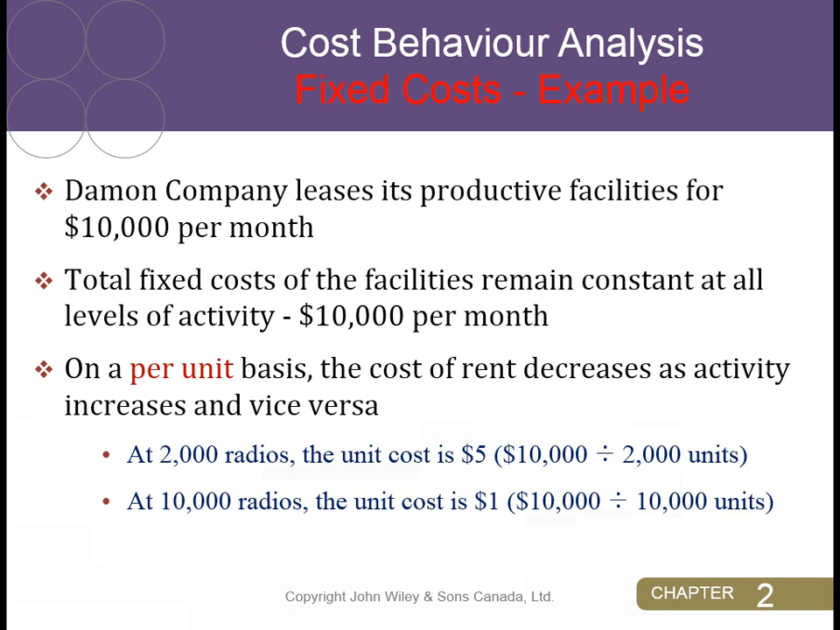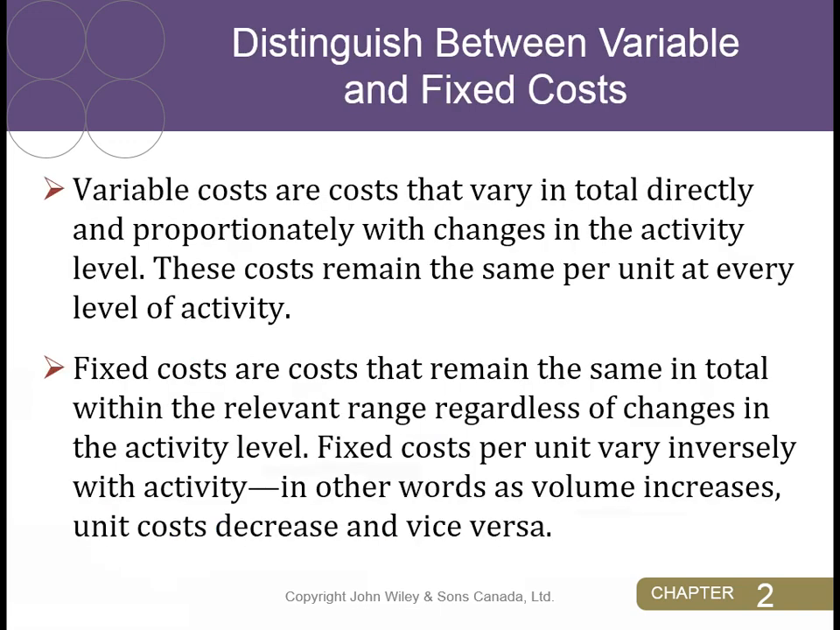Okay, so in total, fixed costs never change, but per unit, they move the opposite direction of volume. As volume increases, per unit fixed costs decrease. As volume decreases, per unit fixed costs go up. That's what this next slide talks about.